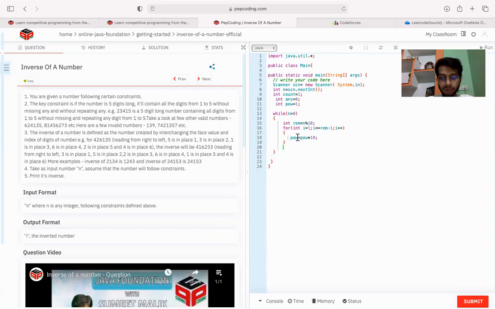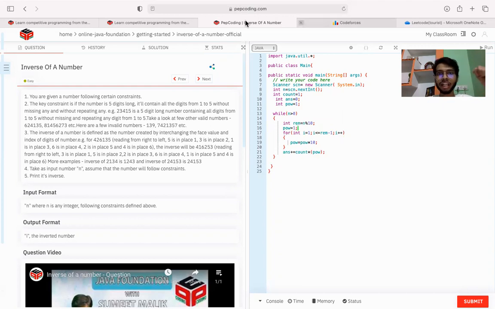Okay. So in the next part, after finding the power, I need to place the value. So I'm doing this simple thing: I have to multiply counter into power. And in each step, I have to make power as 1. This counter is deciding the index value, and this remainder is showing my face value. I have to place this counter at this face. So I'm simply storing that answer, that is counter into remainder.